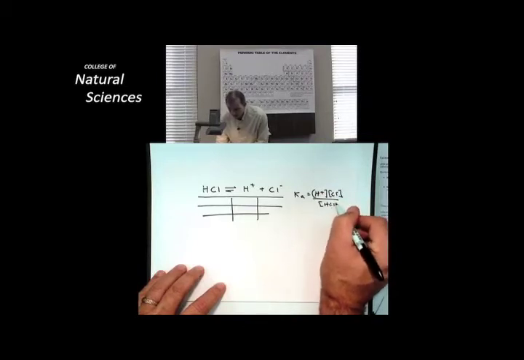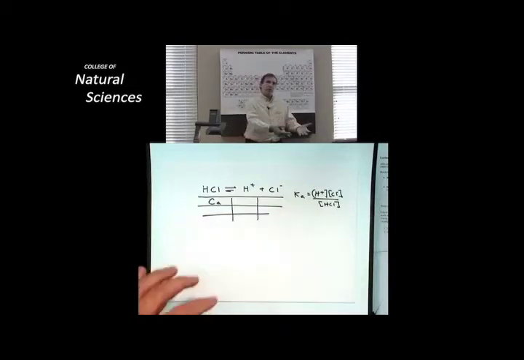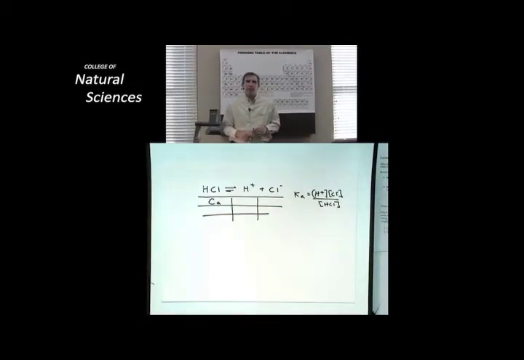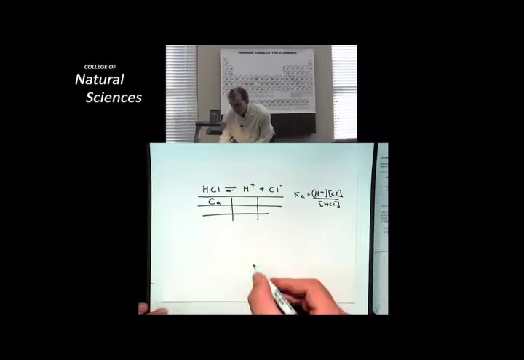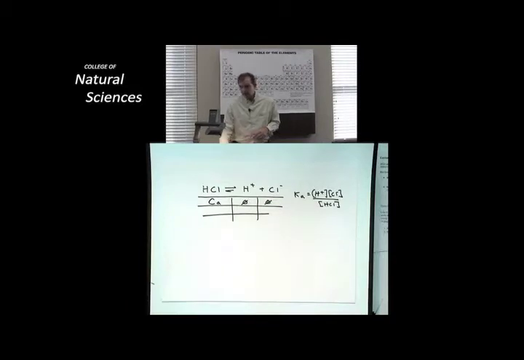I have my concentration of my acid to start. I've just thrown 0.1 molar HCl in solution, 0.3 molar nitric acid in solution. I have no protons to start, no hydroxides, no chlorides to start. That's the strong acid case.